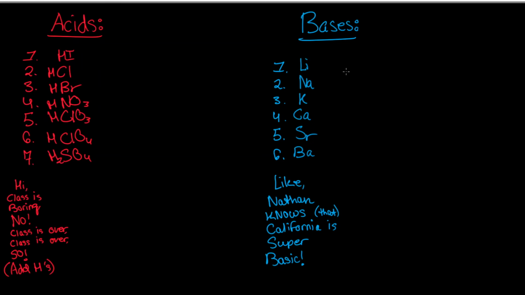Now all you have to do for bases is add an OH at the end. But for the last 3, add an OH too. And there you go. Now we have all the strong acids and all the strong bases.